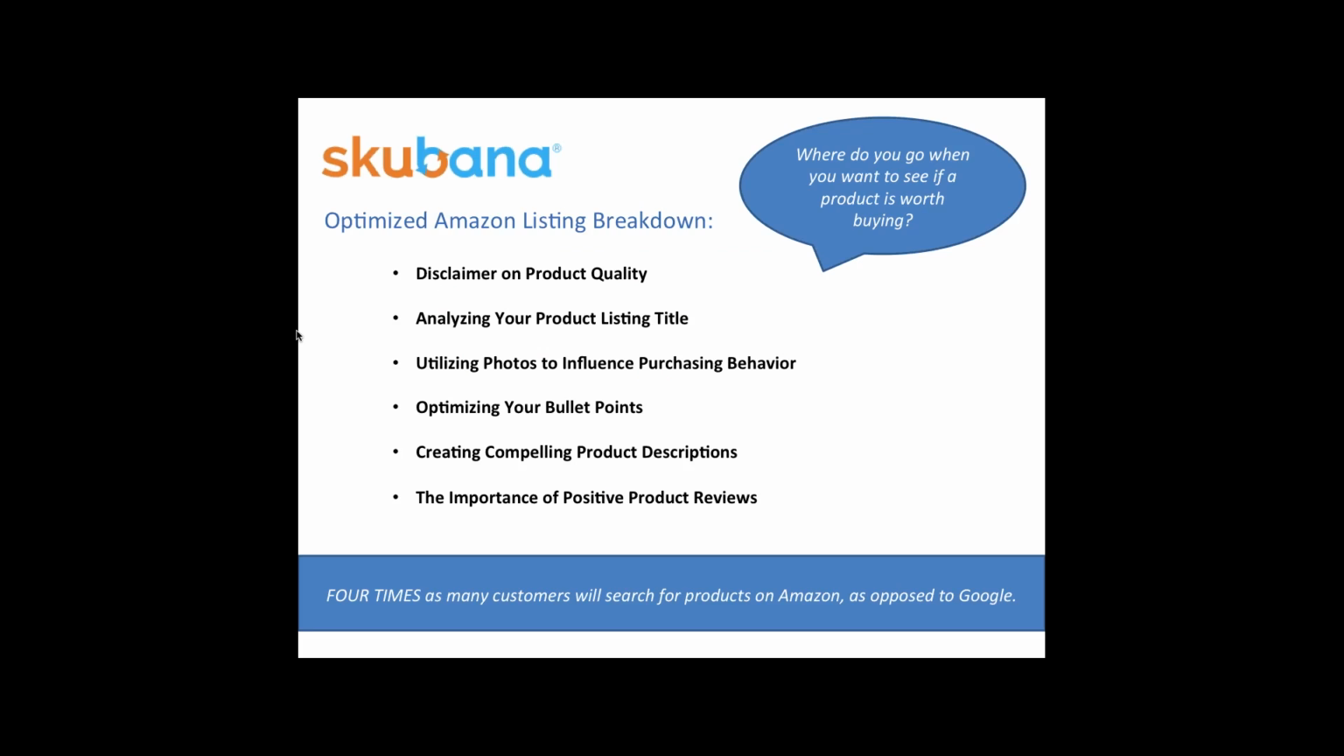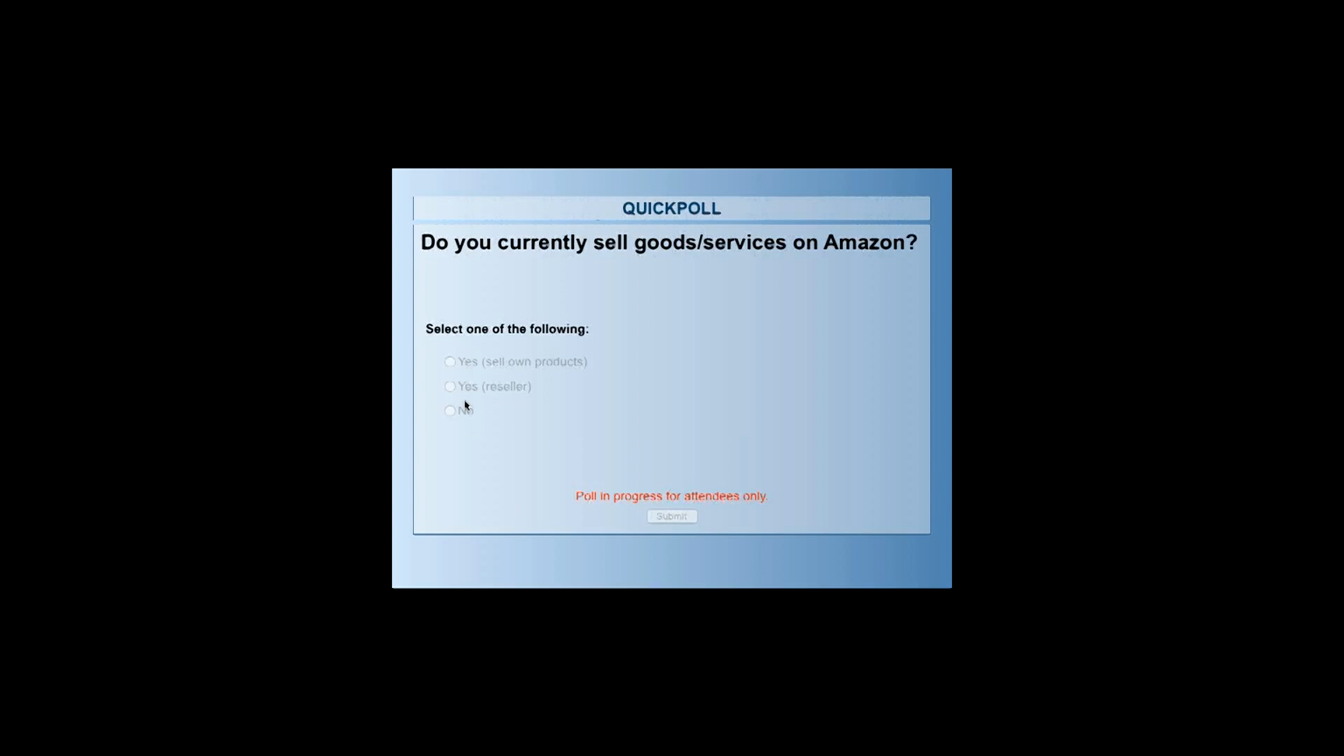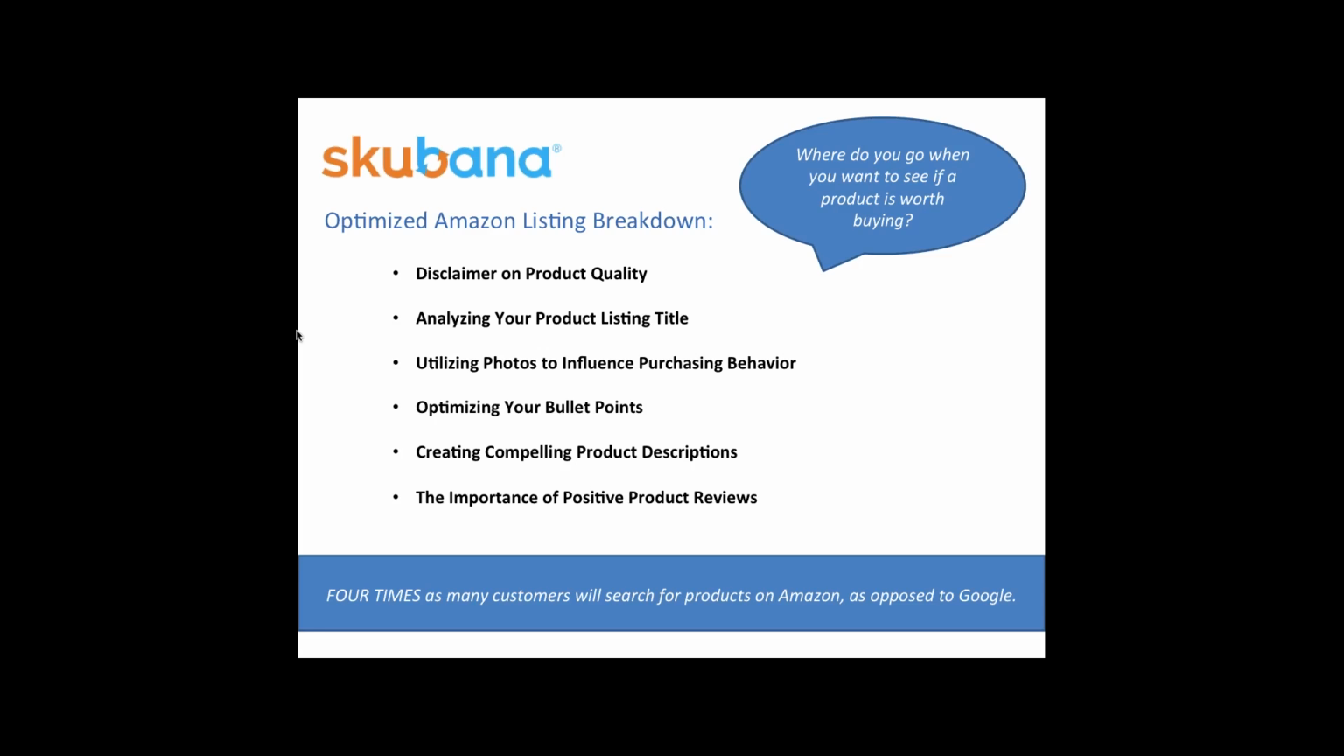So before we jump in real quick, let me launch our first poll, which should be showing up on the screen right now. It says, do you currently sell goods or services on Amazon? So if you could just please give us one of the answers. Yes, you sell on Amazon your own products. Yes, you're a reseller. Or no, you don't currently sell on Amazon. I'd appreciate it. And we're going to give everybody 10 seconds. We'll show the results, and then James, you can jump in. Sounds good.